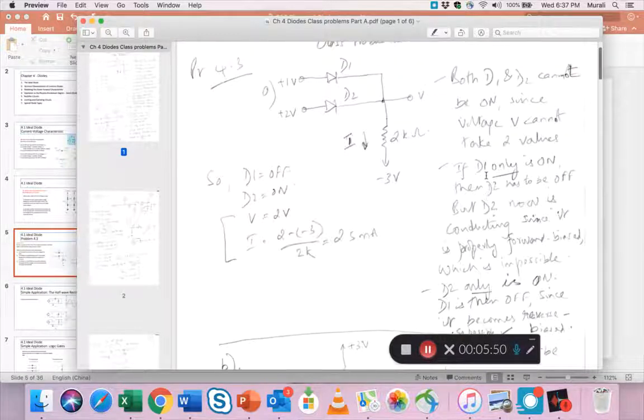Okay, so let's look at the next situation. If only D1 is on, let's see if it makes sense, or we break some rules related to diodes and electricity in general.